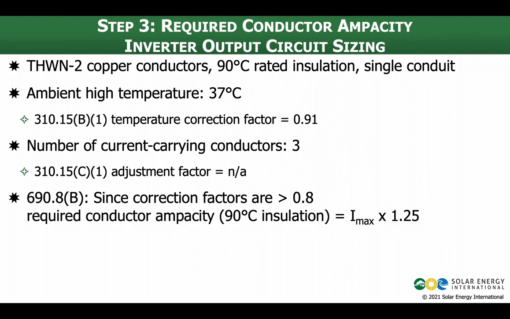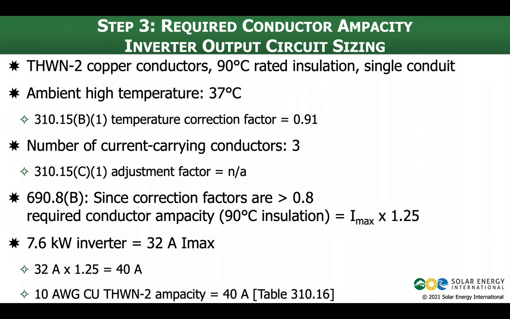Thus, IMAX times 1.25 is going to give us our required ampacity. And you know what? It's the same as our minimum OCPD size. 32 amps IMAX times 1.25, 40 amps. Going to Table 310.16, looking in the 90 degree C copper column, we see that a 10 AWG THWN-2 conductor is rated for 40 amps, exactly what we need in this case.